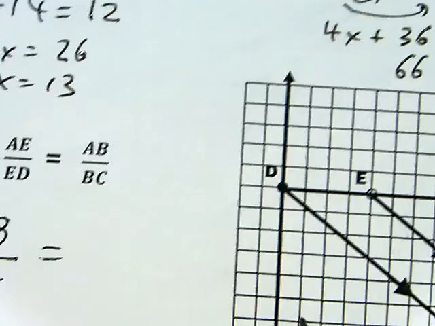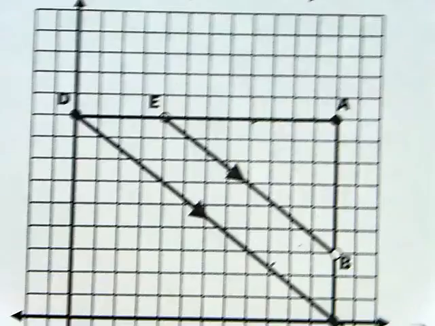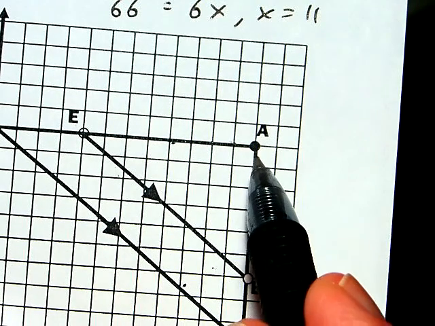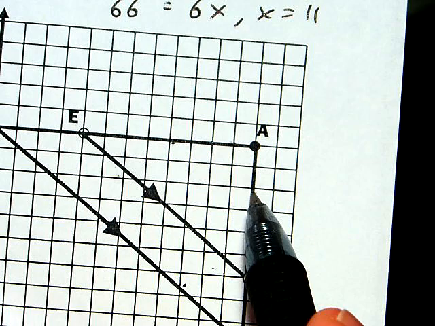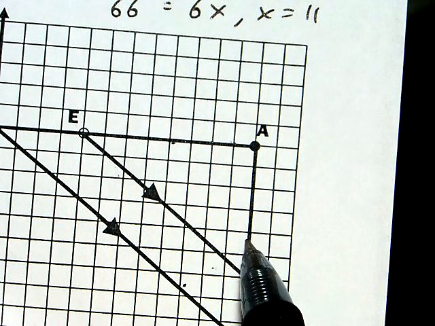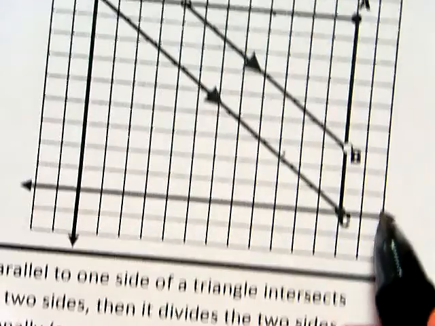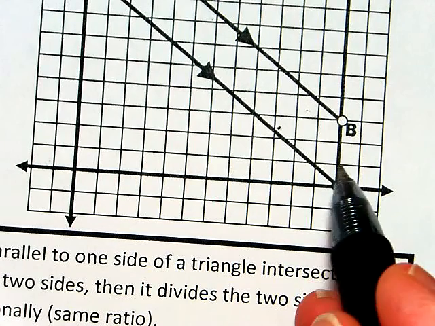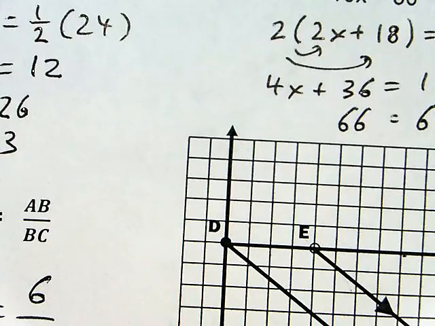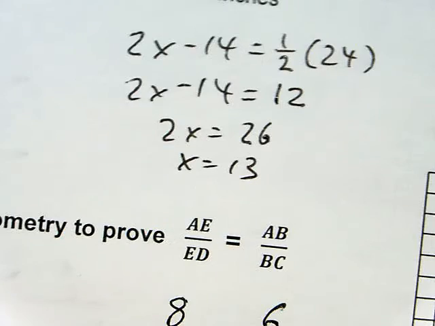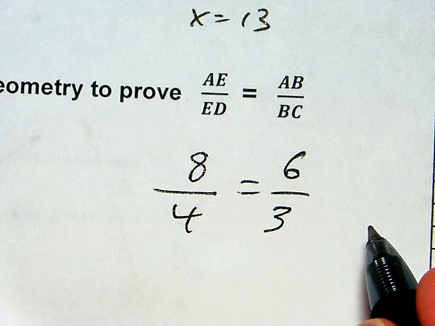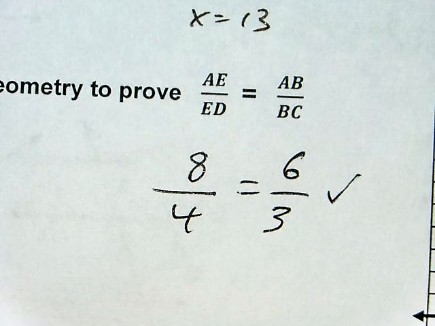ED is 1, 2, 3, 4. And AB, let's calculate AB. That distance is 1, 2, 3, 4, 5, 6, over BC, which is 1, 2, 3. So is 8 over 4 equal to 6 over 3? Yes. They're both equal to 2.